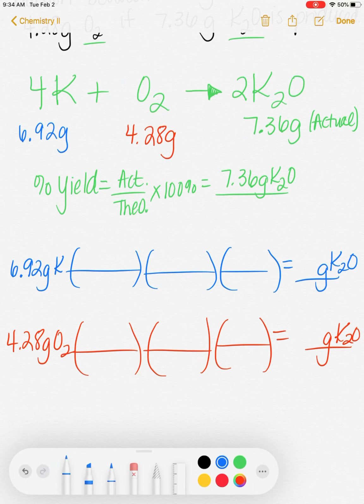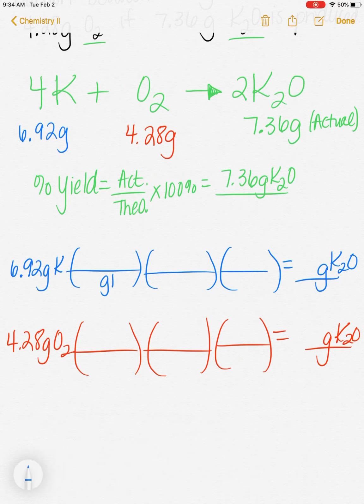Let's begin with the top problem. So if I have 6.92 grams of potassium, the first unit I'm looking to get rid of is grams of potassium, and I need to change that to moles of potassium. If you need to consult your mole map for how you proceed with your units, absolutely do that. Now that would give me an answer in moles of potassium, and I don't want moles of potassium. So I'm going to put moles of potassium on the bottom, and the mole map says I may now change that to moles of our other substance, which is moles of K2O.